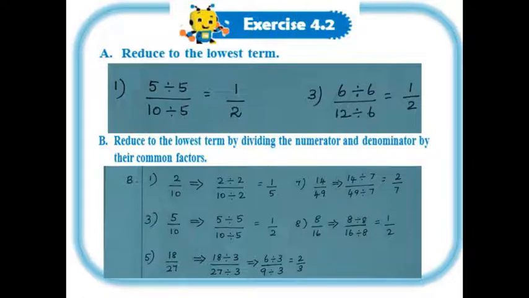So 5 by 10 is the given sum here. So I divide by common factor between the two. So 5 and 10, the common factor is 5. So you divide 5 by 5 and 10 by 5. So the answer is 1 by 2.